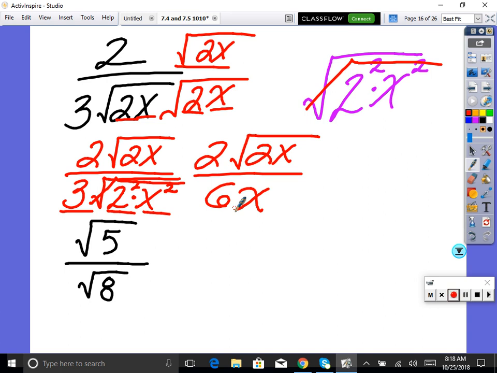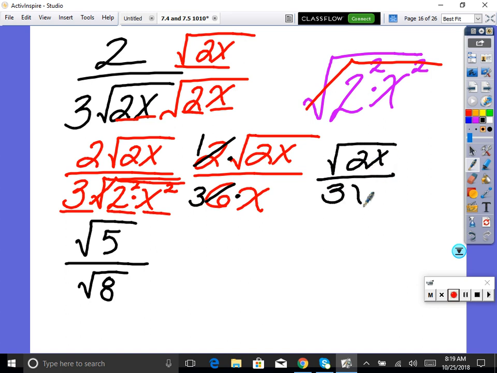Then your last step is to say, does anything more simplify? Don't 2 and 6 simplify? We can divide across multiplication signs, so this becomes 1 over 3. So my final answer would be root 2x over 3x. We would never divide something that's under a radical with something that's not, so we're done here.